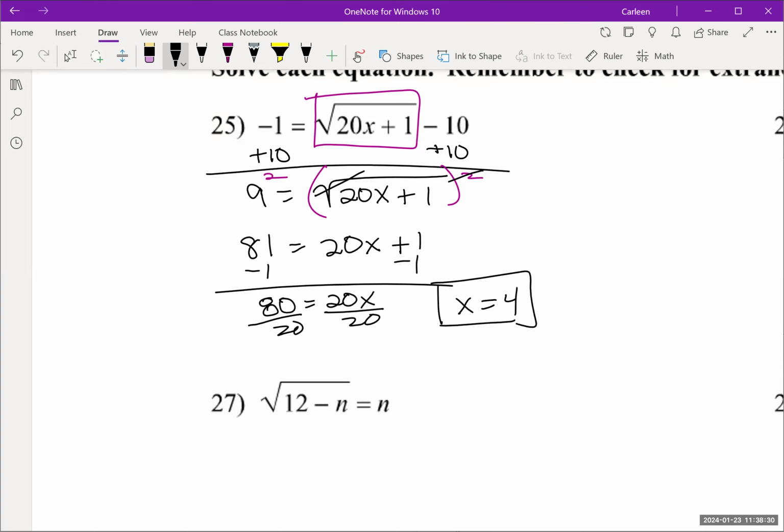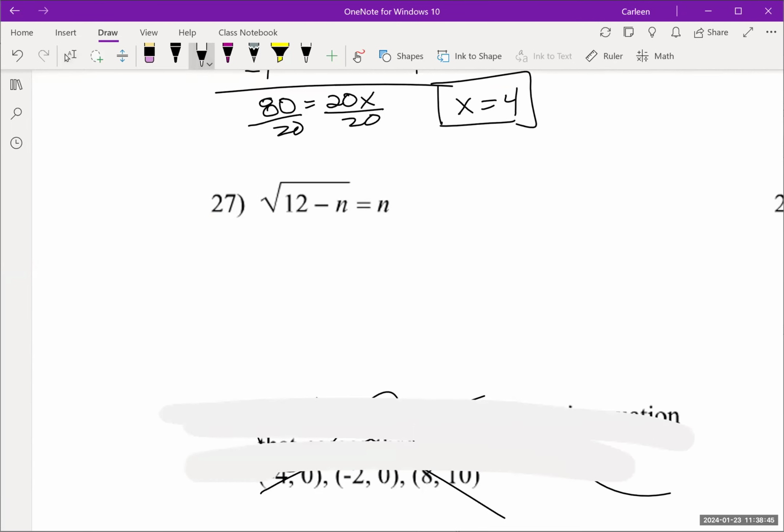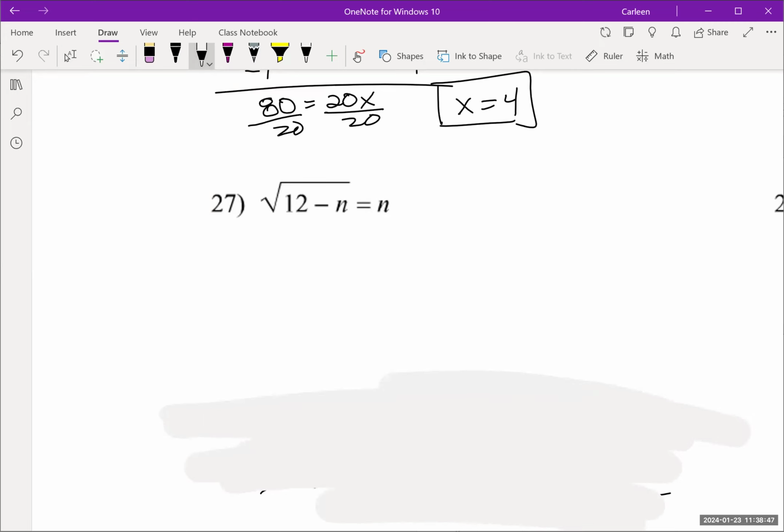So sometimes you get one answer. Sometimes you get two answers, and sometimes you get two answers, but you check them and one of them doesn't work. So, we're not doing that one because we already did an example of that. Okay, isolate your square root. It's already isolated. We are going to square both sides. Square root cancels the squared.